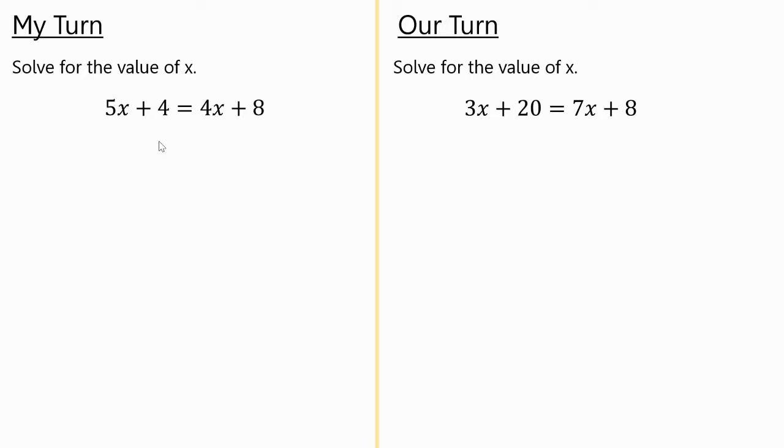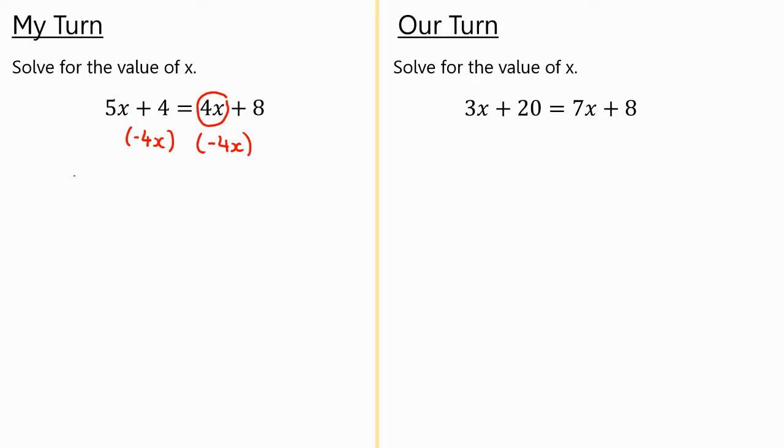So what is smaller, 5x or 4x? 4x is smaller. So what we want to do is move the 4x over to the left-hand side to join the 5x. Now, how do you get rid of a positive 4x? We have to take away 4x from both sides. We do the inverse.